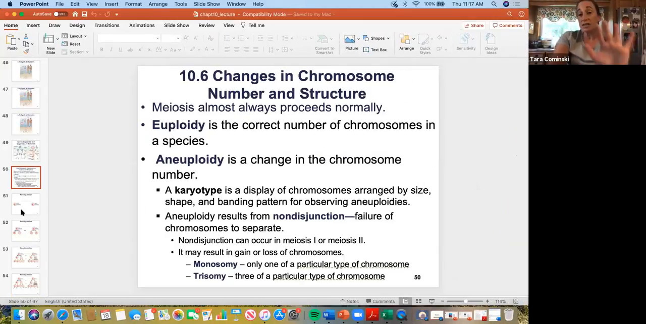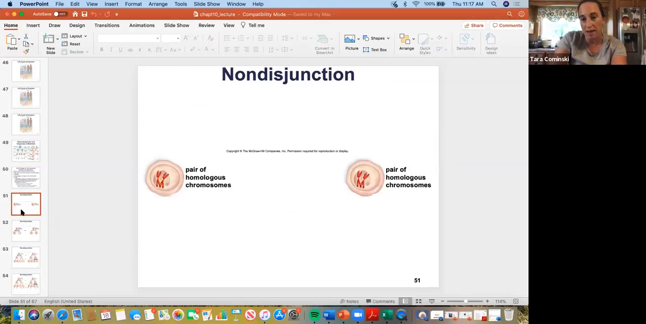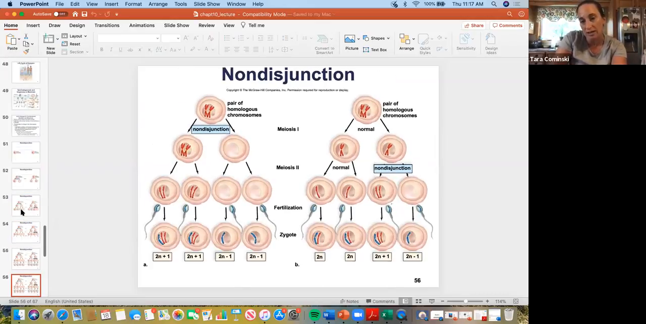So this is talking about a change in number, meaning you have more chromosomes than you should or fewer chromosomes than you should, okay? And this is going to happen due to something called non-disjunction. I illustrated that here, showing you non-disjunction, meaning these chromosomes aren't separated the way they should. So meiosis does not occur normally, and you end up with some cells that have too few chromosomes and some that have too many.